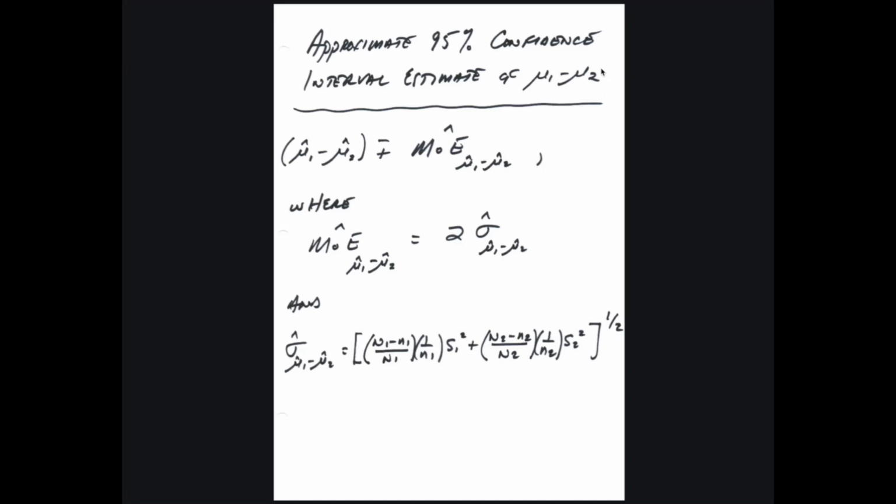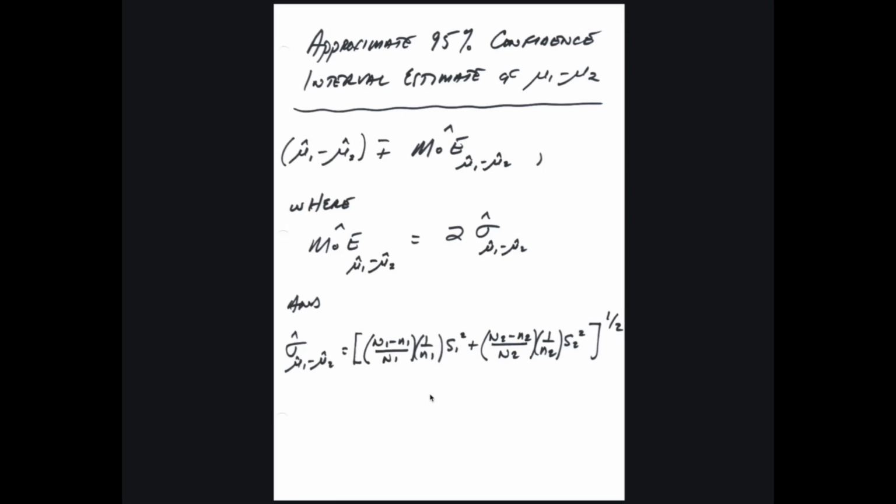Again, what we're doing here is constructing a confidence interval for mu1 minus mu2. We start off with a point estimate of that, mu hat 1 minus mu hat 2. Then we have to know the margin of error of mu hat 1 minus mu hat 2. The approximate margin of error is 2 times the estimated standard error of mu hat 1 minus mu hat 2, and the estimated standard error is given by this expression here.